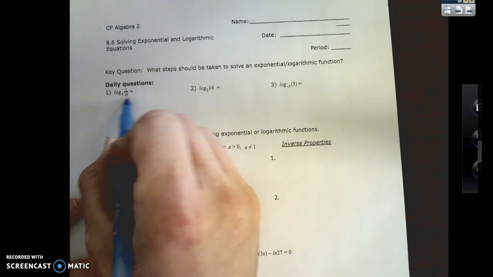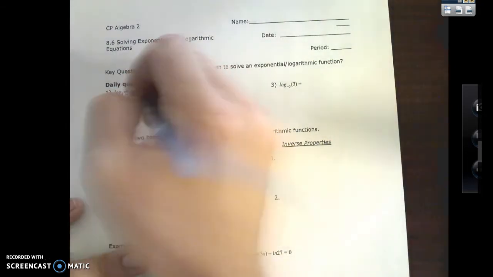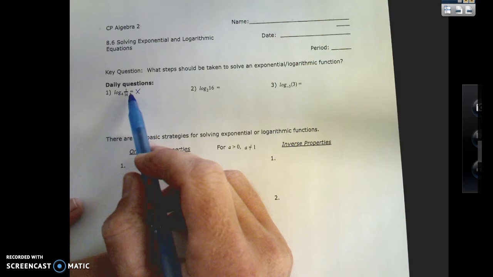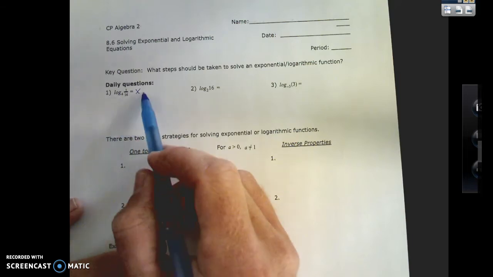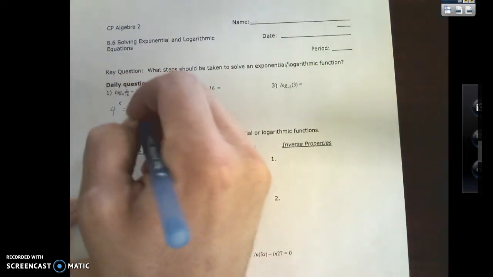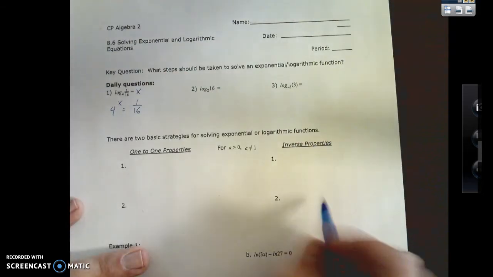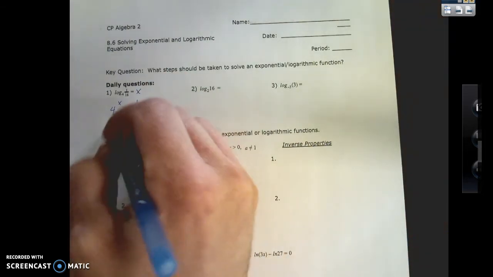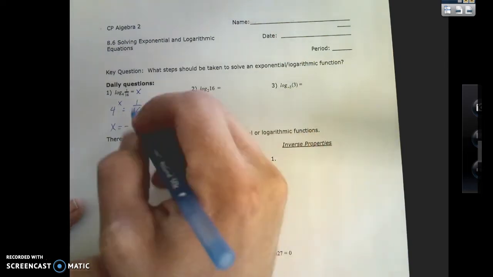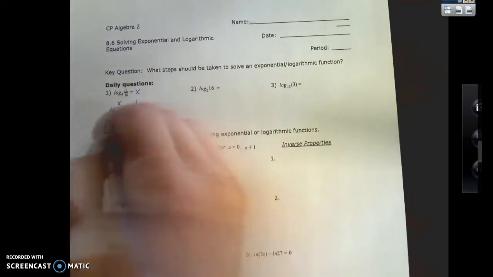Log base 4 of 1/16 equals, remember we always make it equal to x. It's the base of your log raised to this power equals that. So 4 to the x equals 1/16. Now to make something reciprocate or flip, it needs to be negative, and then to go from 4 to 16, it's just raised to the second power, so -2.